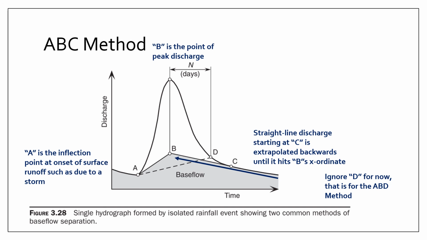So in the ABC method, we have 3 points. So we have A, B, and C. A is the inflection point at the onset of the surface runoff. So this is the start of your rise in your discharge. The moment your stream discharge starts to rise, that is your point A. And then point B is the location of your peak discharge. And then you can just draw a vertical line. And point B is somewhere in that area. So let's skip point B for now. Let's go to point C.